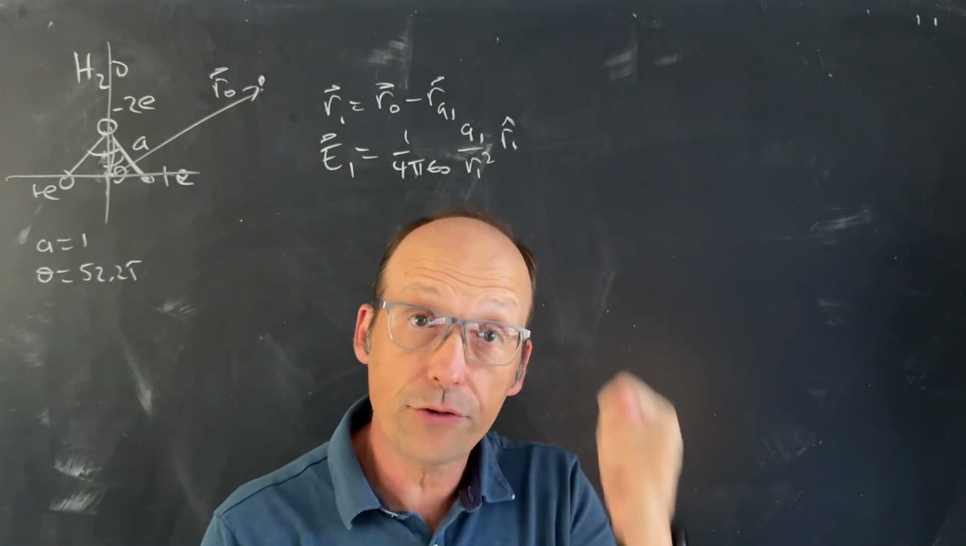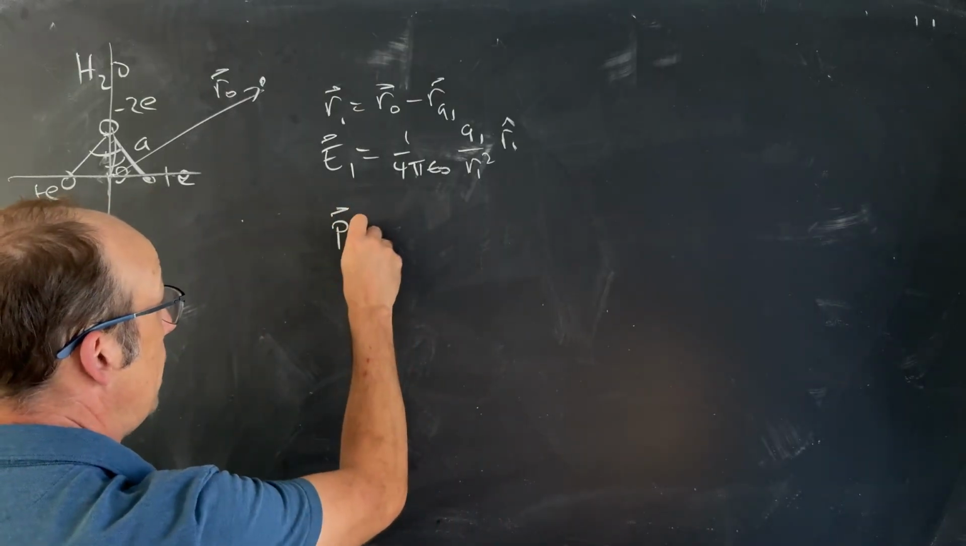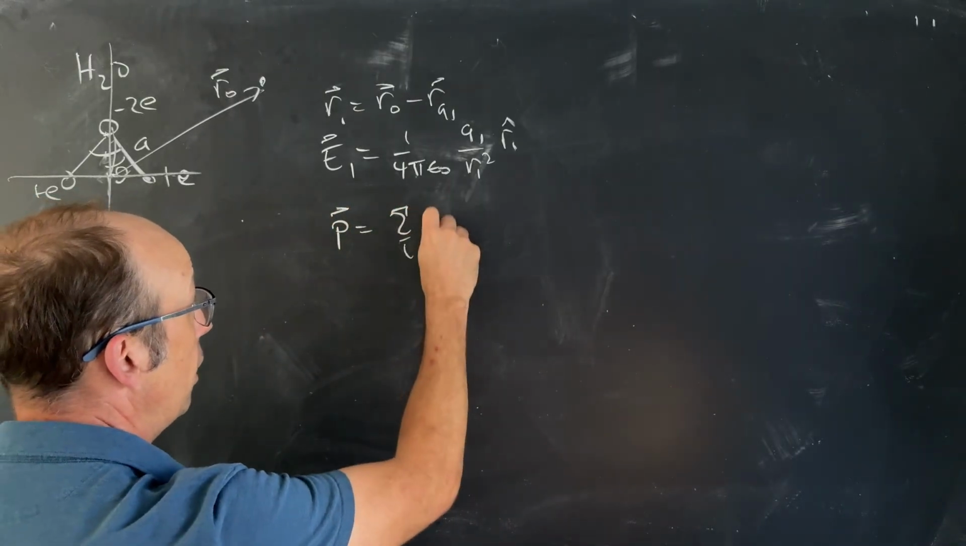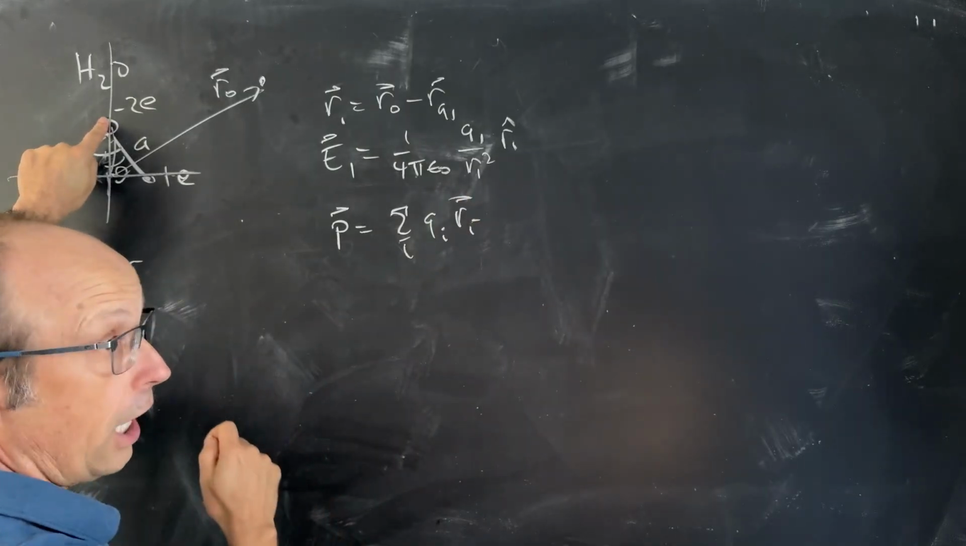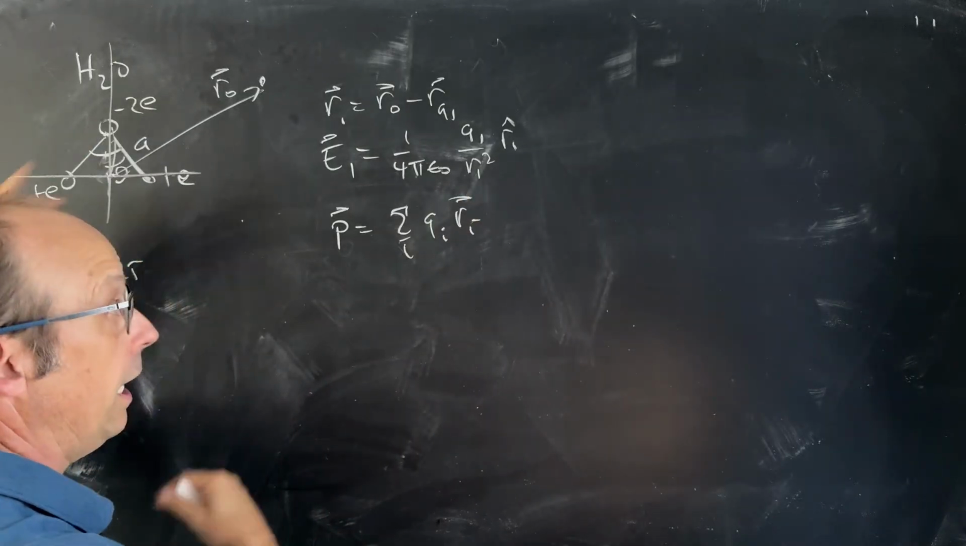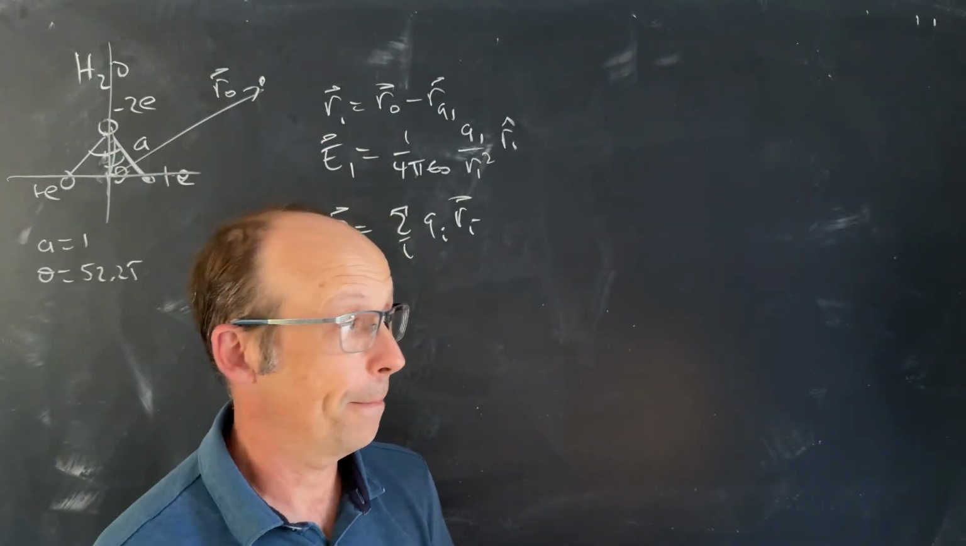Now, we could also calculate the electric dipole moment. The electric dipole moment looks like this. P is going to be the sum over i of Q_i R_i. I'm just going to take each charge and multiply it by its vector location and then add it up. And that's my dipole moment. There's only 3 of them, so it's not that bad.